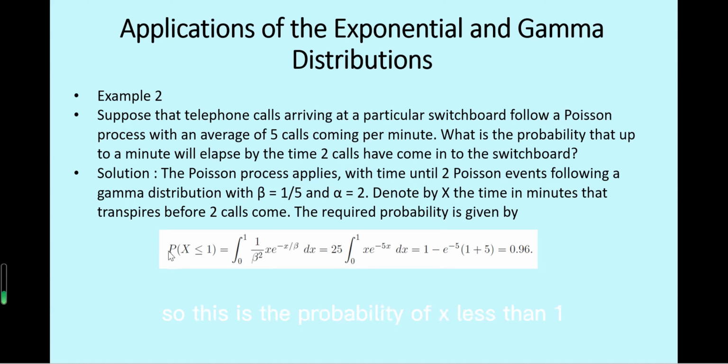So this is the probability of x less than 1 with the gamma distribution's density. Then we take the integral from 0 to 1, right? So the result is about 0.96. So it's highly probable that within 1 minute 2 calls come. Because on average 1 minute has 5 calls, this is quite a high probability that 2 calls have come within 1 minute, right? Thanks for watching.